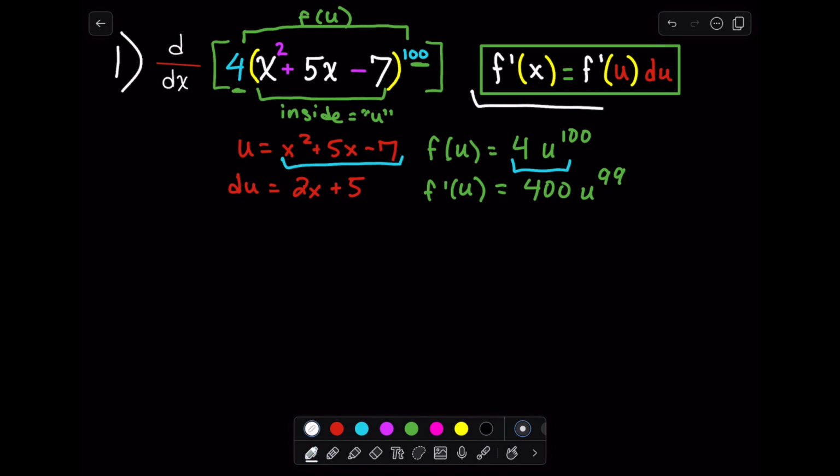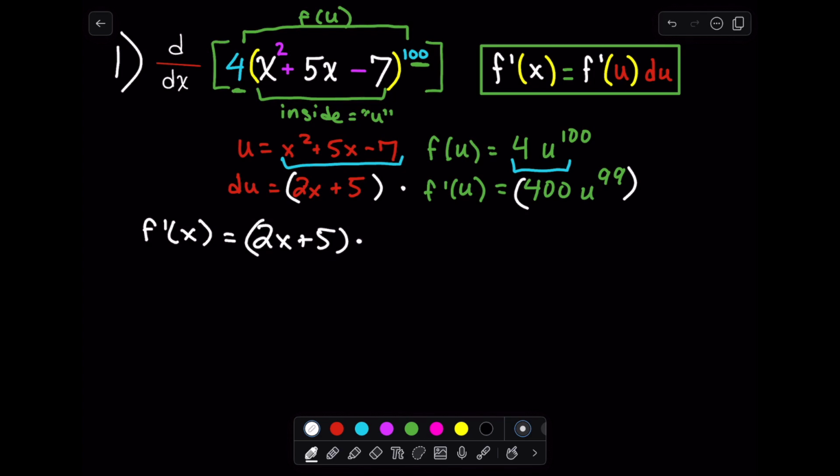So as this formula, the chain rule up here, defines, f prime of x of a composite function is actually just these two values multiplied. So 2x plus 5 times 400u to the power of 99. But as you can see, we are calling this f prime of x, meaning that on the right side of the equation, there should only be x's, not u's. So we can't leave it like this.